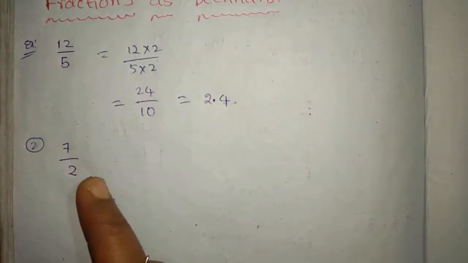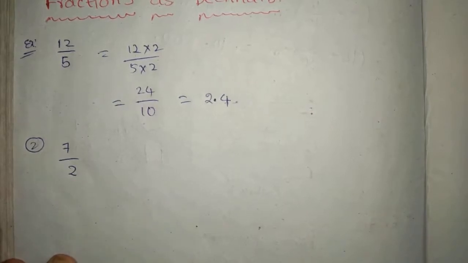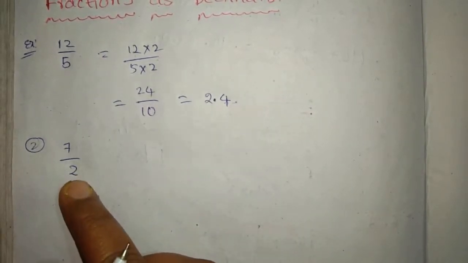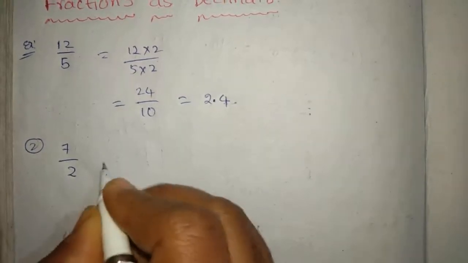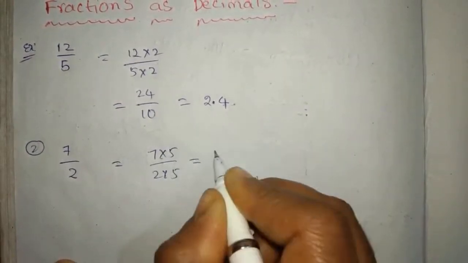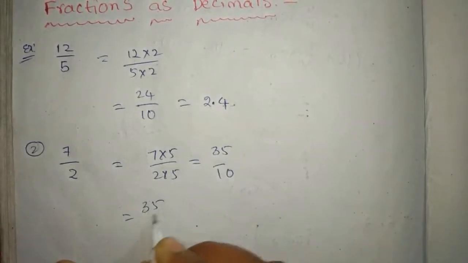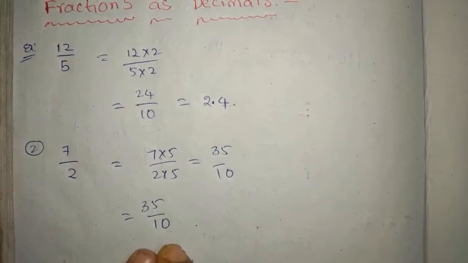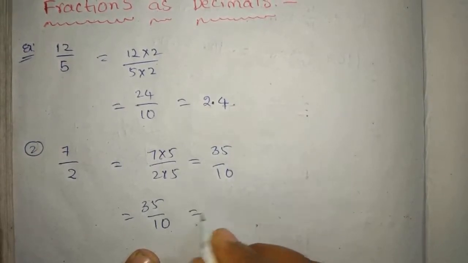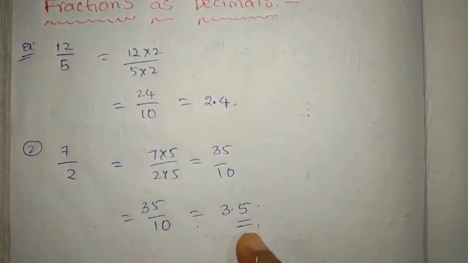Now if you take another example, that is 7 by 2, to make the denominator 10, 2 fives make 10. So we multiply 7 into 5 by 2 into 5. That is 7 fives are 35, 2 fives are 10. That is equal to 35 by 10. Here the denominator is 10, so this can be written as 3.5.